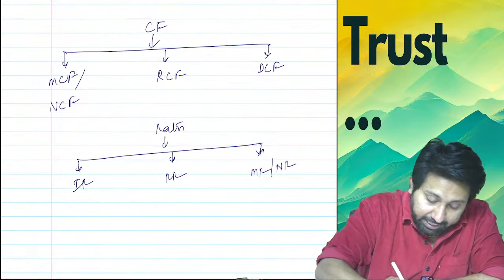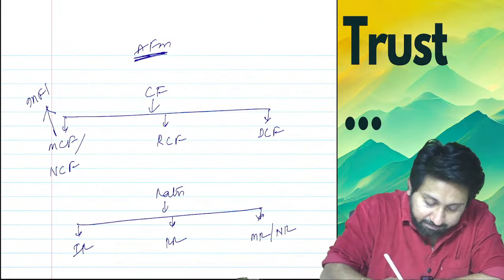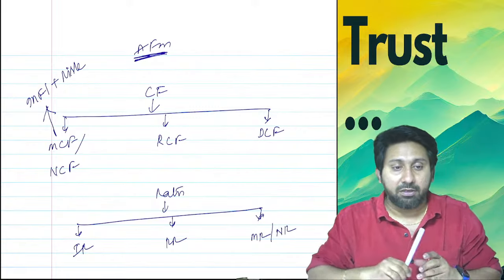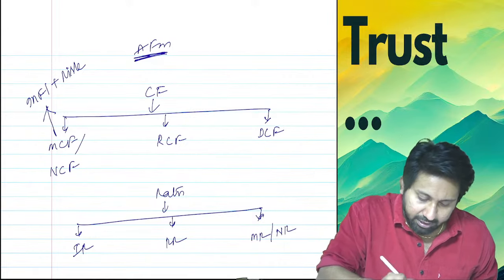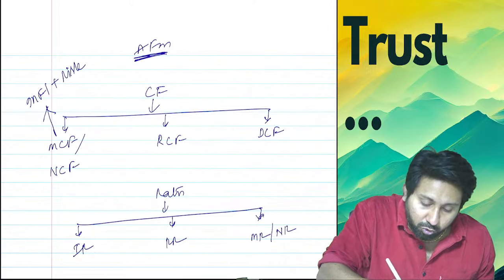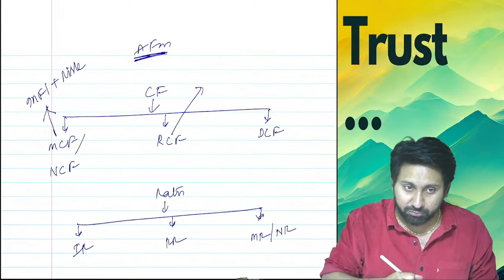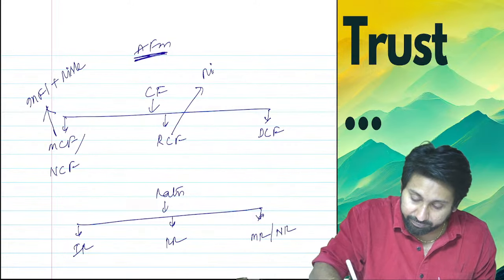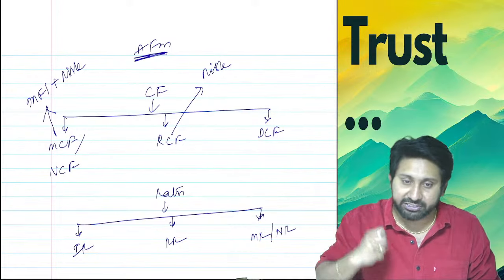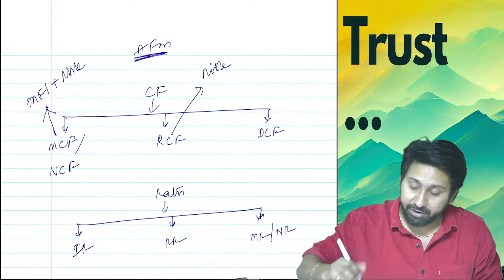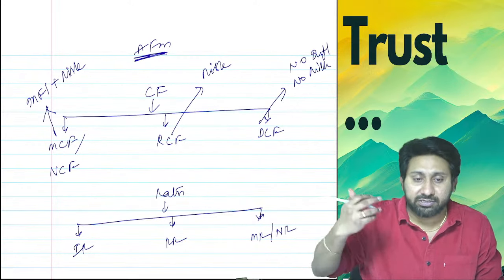Money cash flow is a cash flow which has inflation and risk of the project. Inflation and risk both together are there in these cash flows. Real cash flow is a cash flow which includes only risk inside it, meaning we removed the inflation component. Only risk is there in the cash flow. Discounted cash flow: no inflation, no risk.